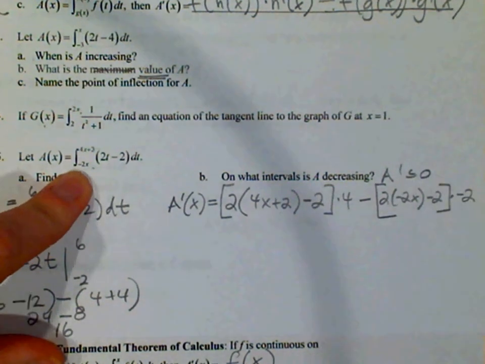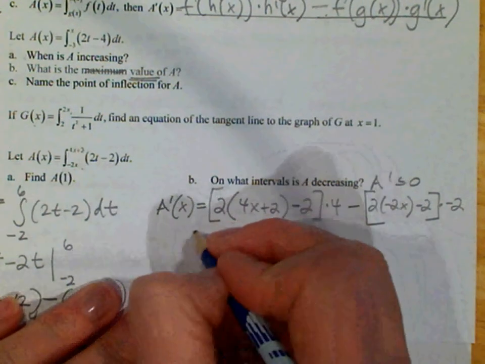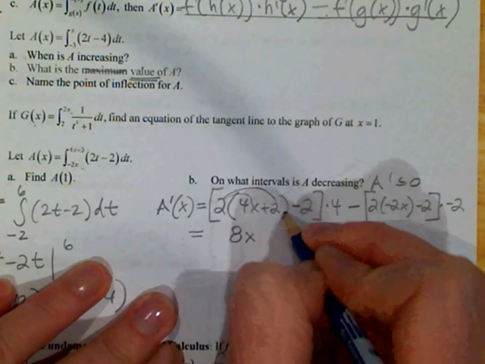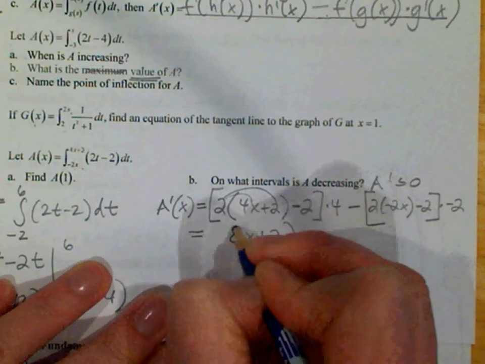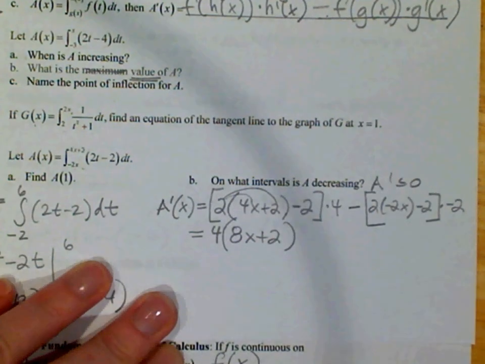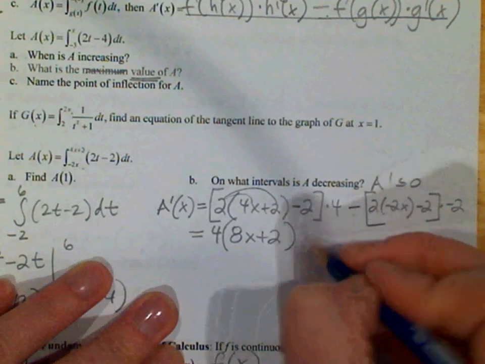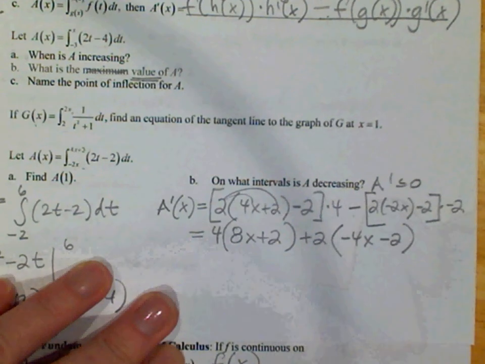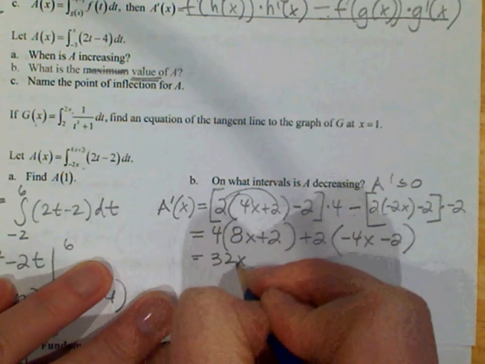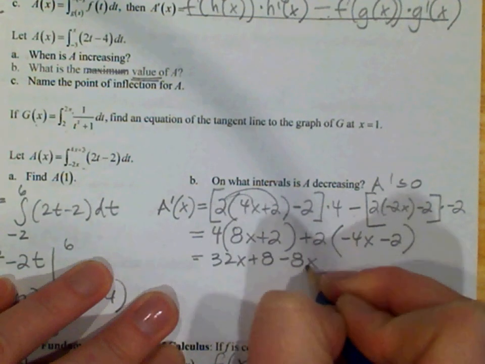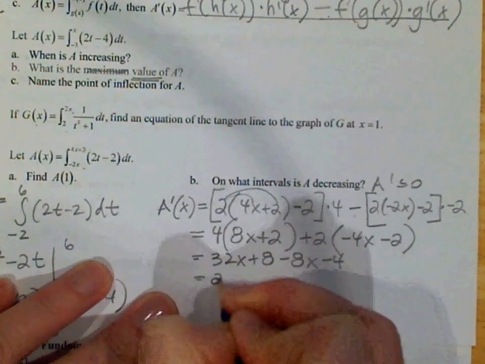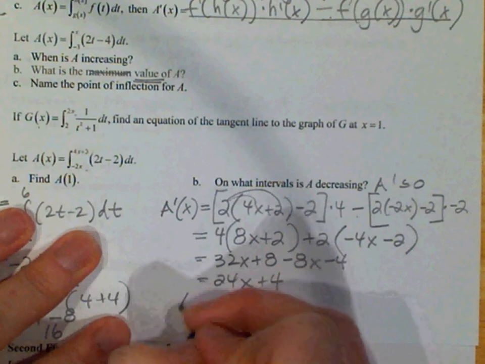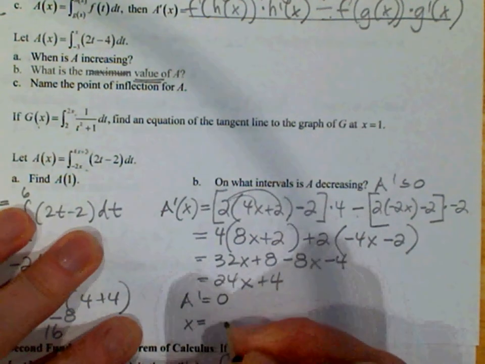So we're definitely going to have to clean this up because I got to find the zeros. So this is going to be 8x plus 4 minus 2 all times my 4. And then I'm going to pull this negative 2 out front here and say plus 2 times negative 4x minus 2. Keep going, I get 32x plus 8 minus 8x minus 4, which is 24x plus 4. So if I set a prime equal to 0, I will get x equals negative 1/6.